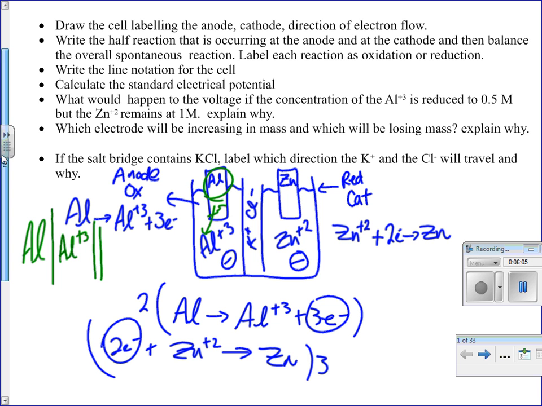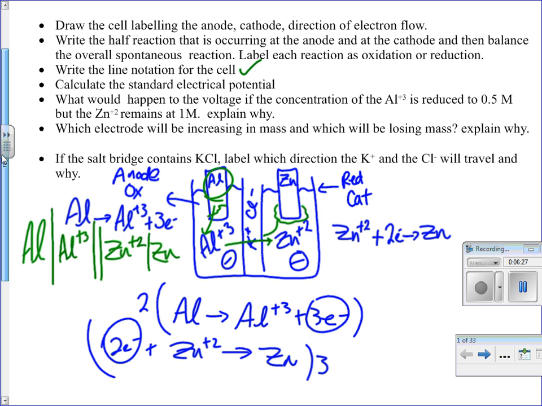Then I draw 2 lines to represent the salt bridge. So I go across the salt bridge, and the first thing I hit is some zinc, and then I draw a line, and that zinc is actually going to coat. So my zinc is going to increase. I'm going to become zinc metal. So that's my line notation. So I've just done that.